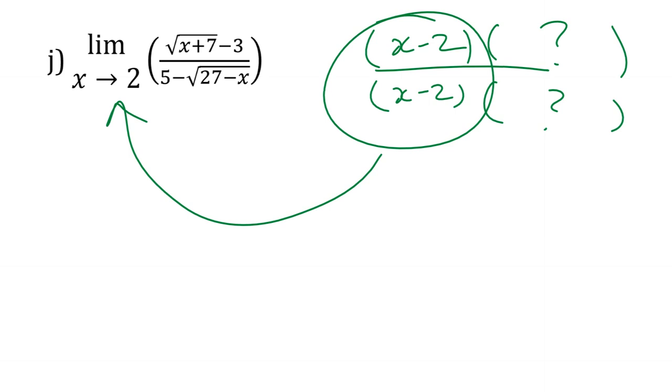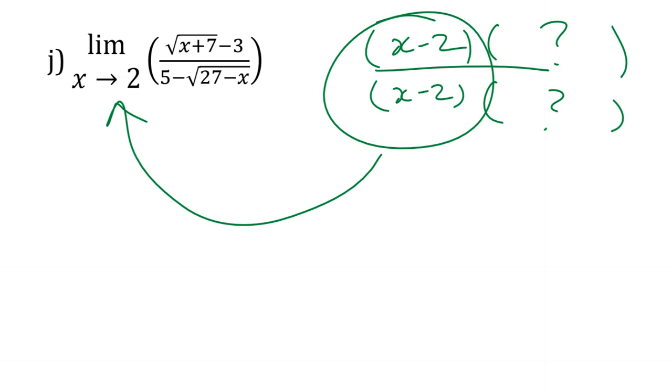That's what has to happen. This is indeterminate. We didn't do that yet. Let's do it. 2 plus 7 is 9. Square root of 9 is 3. Minus 3 is 0. 27 minus 2 is 25. Square root of 25 is 5. 5 minus 5 is 0. 0 over 0. There you go. Indeterminate as x approaches 2. At x equals 2, this is indeterminate. So we have to do some work to see if the limit exists and what the limit is.